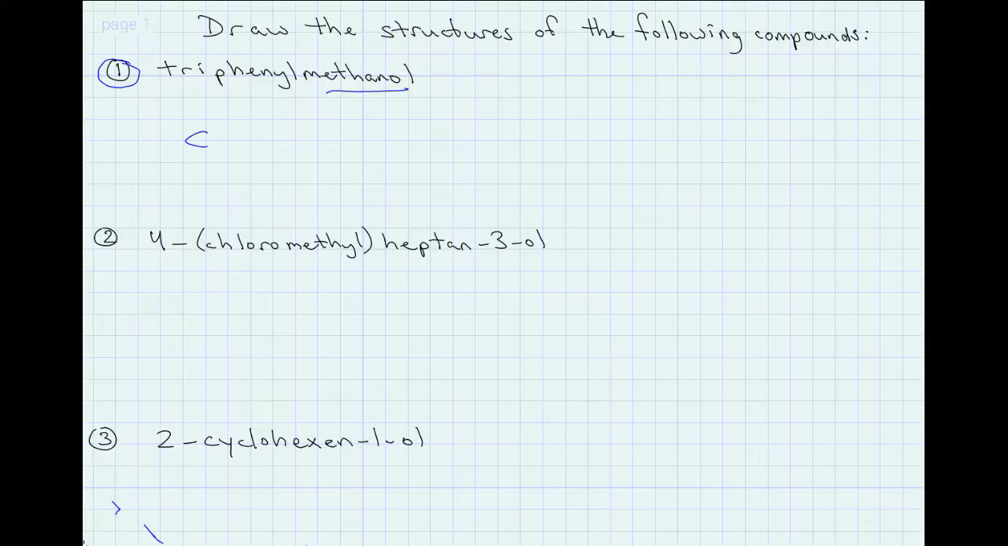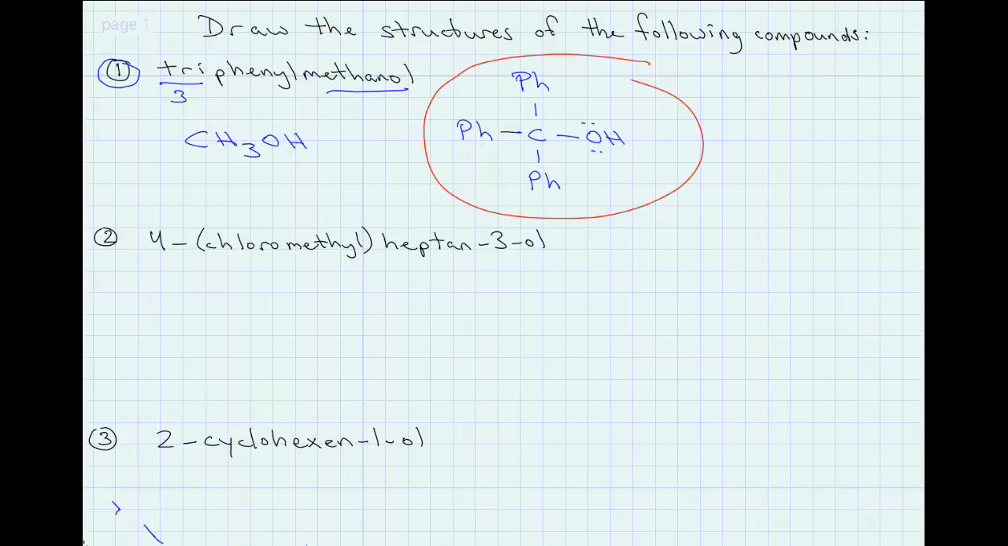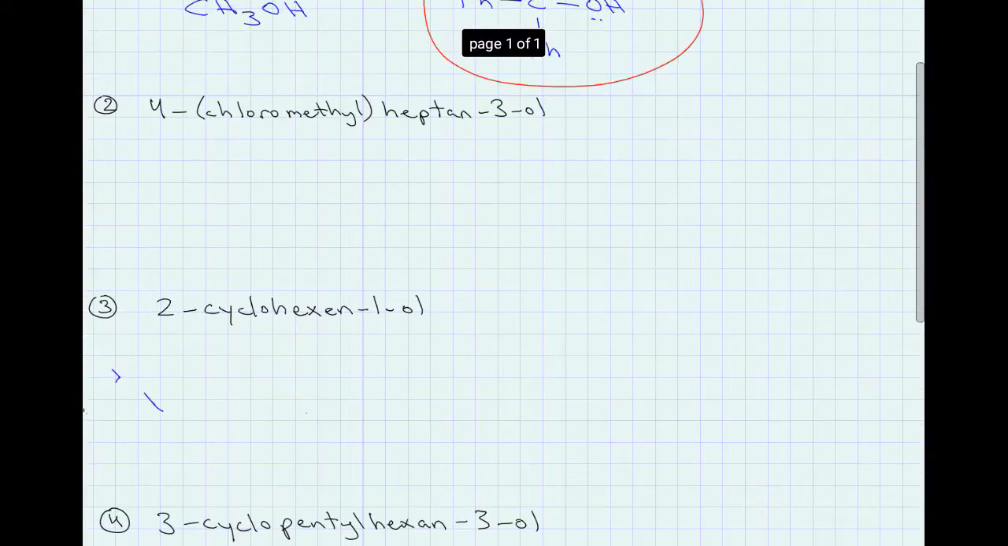So hopefully you remember that the structure of methanol is CH3OH. So if we have triphenyl methanol, tri meaning three phenyl groups, it's just going to be methanol with, instead of hydrogens, three phenyl groups attached to our carbon. So this is going to be triphenyl methanol, putting the lone pairs there. I should circle this just so you know that this is the answer. So that's triphenyl methanol.